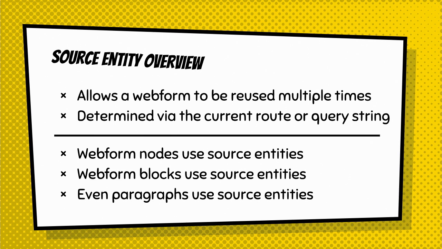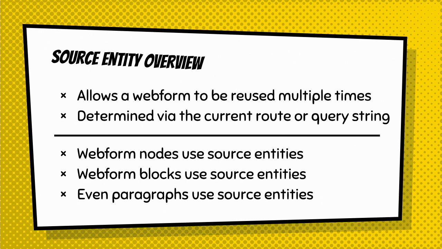In the Webform module, there are two mechanisms to determine the source entity. It looks at the route or the query string. If you're on a node URL, it'll look at that and determine the node is the source entity of the webform. But you can also pass query string parameters, which is source_entity_type equals node, and you can pass the ID with it. And everything is using this source entity concept.